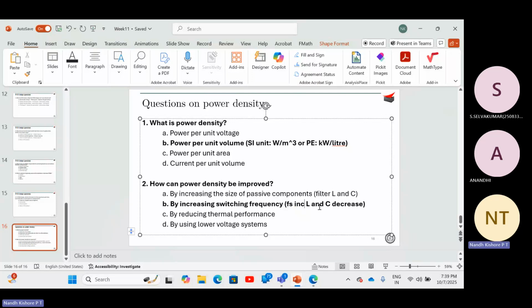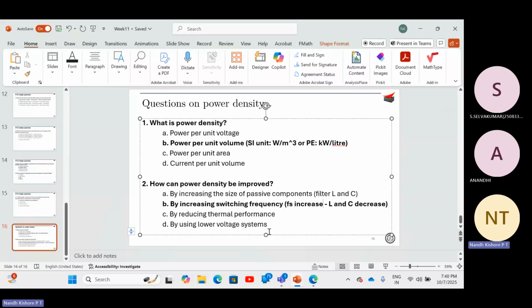Right? So if your Fs increases, your passive size reduces, okay? Because the requirement of your L and C will decrease. If you remember how to compute the filter inductance and filter capacitance for a buck converter, right? You would have studied in the formulae that your L and C are inversely proportional to the frequency, right?